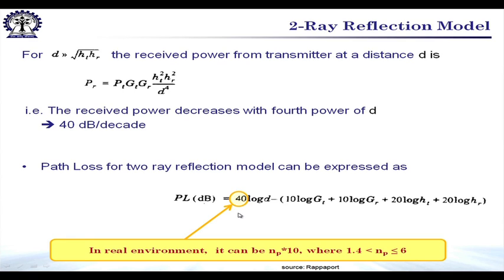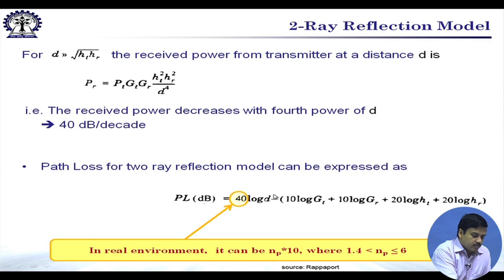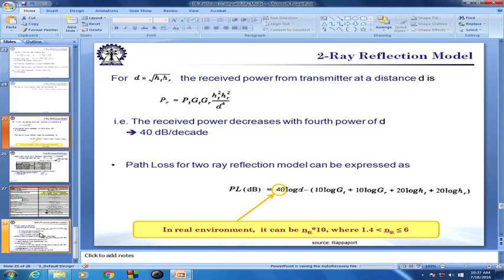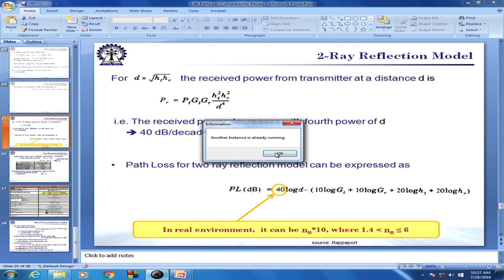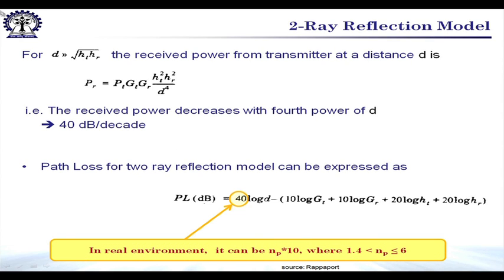What we were seeing in the previous expression is for the 2-ray model, where the path loss goes as d raised to the power of 4, because in the dB scale there is 10 log of d raised to the power of 4, and that 4 has come here as 40 log d. What we also said is that in practical environments, instead of being such nice numbers as 2 and 4, these numbers can be any other numbers.